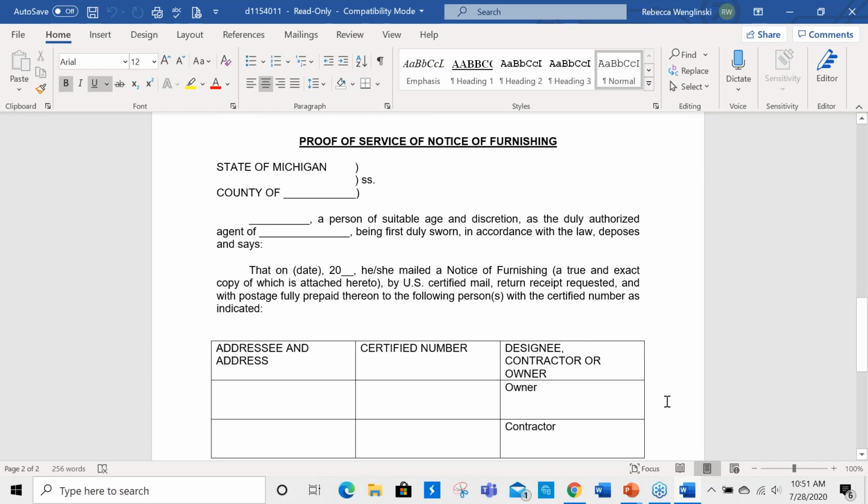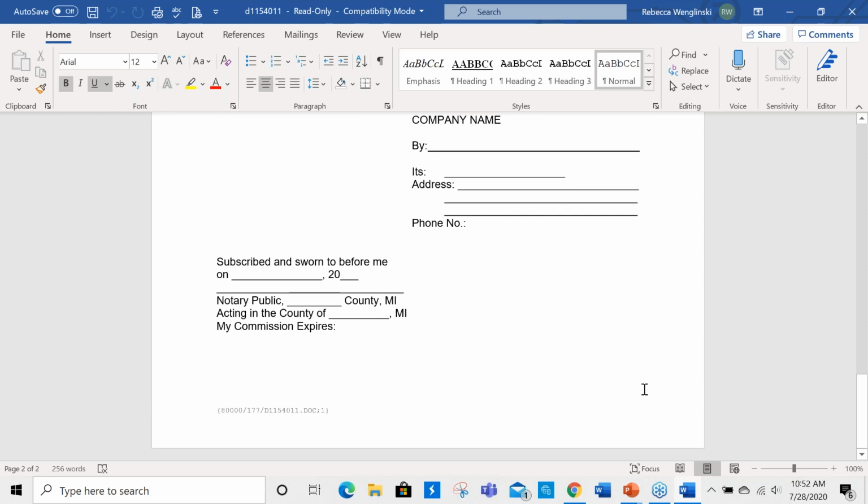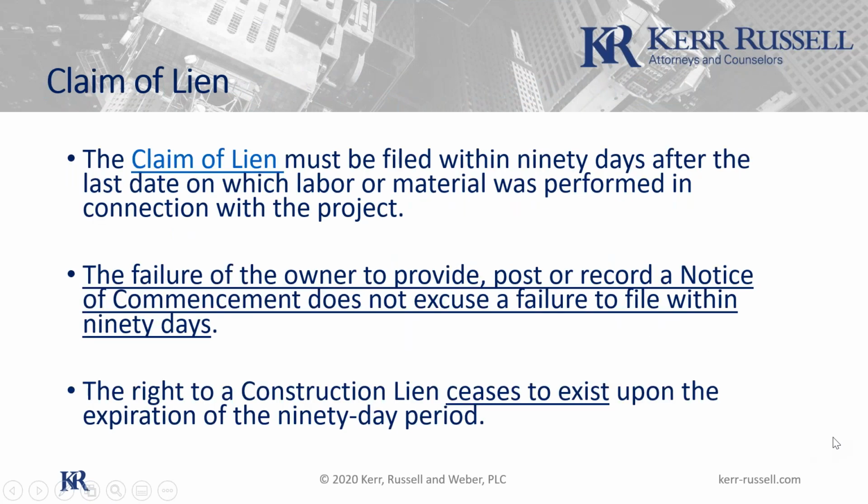You fill this out with the certified numbers for the green card that you sent to each of them. And I think it's got a notary block at the bottom, Rebecca, if you go down. And then you just stick that in the file, guys, because you need that proof of service. If ever you need to file a lien, that needs to be attached to the lien. So that's the third form I draw your attention to, besides the notice of commencement, the notice of furnishing, and this proof of service. Okay, let's move on to the next slide, please.